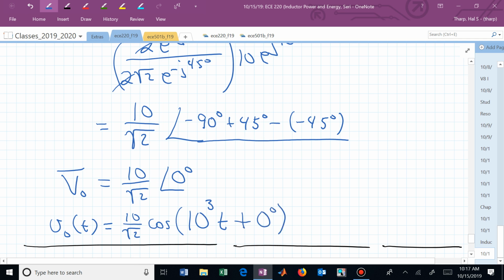If we really wanted to be explicit, we could say plus 0 degrees. When it's 0 degrees, a lot of times they won't even bother. They'll just say 10 over the square root of 2 cosine of 1,000 t. Boom.